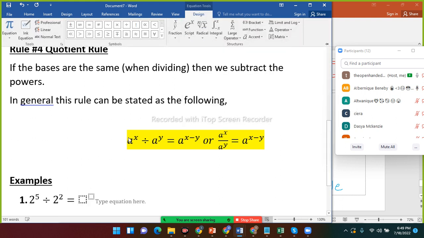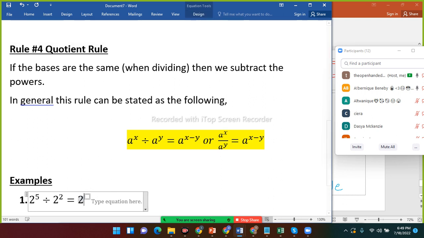2 to the power of 7? No. 2 to the power of 2? Nope. Remember, if the bases are the same and we're dividing, we're going to subtract. 2 to the power of 3. Someone said it, 2 to the power of 3. How did you get 3? Take away. And what numbers did you take away or subtract? 5 and 2. Excellent.